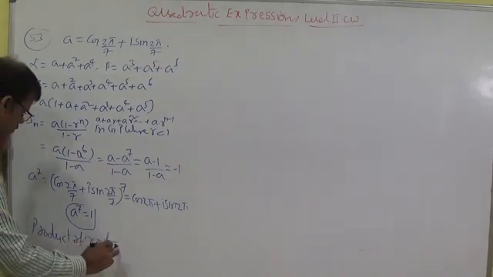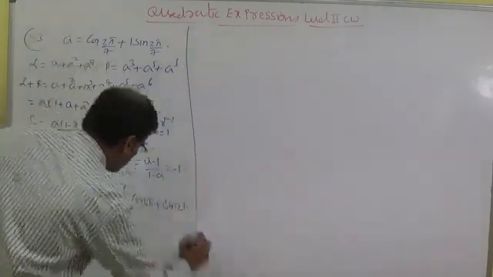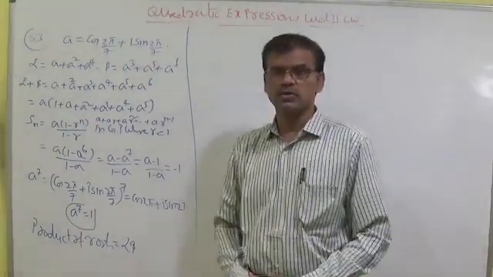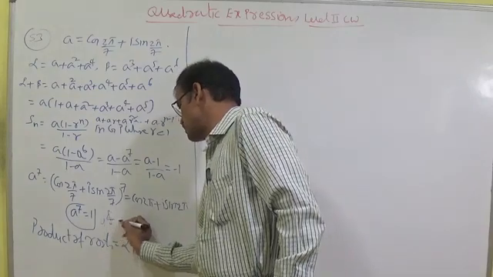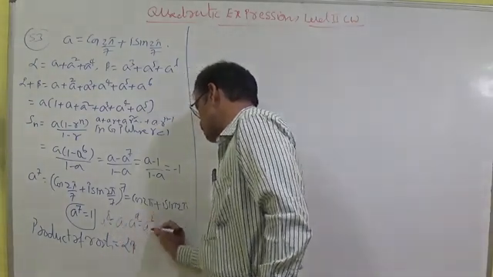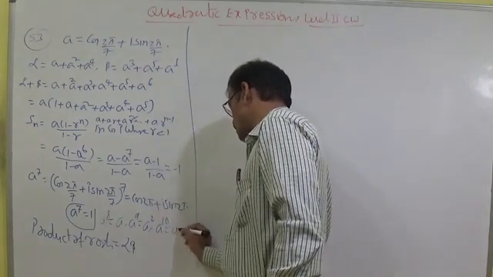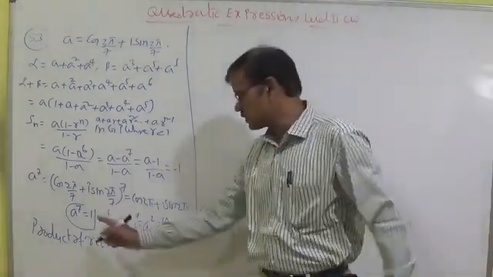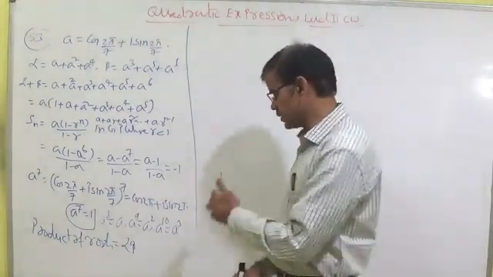Product of roots is equal to alpha into beta. Whenever a power 7 is equal to 1, we can understand that a power 8 is equal to a, a power 9 is equal to a square, and a power 10 is equal to a cube. Because a power 7 is equal to 1, multiplying both sides with a becomes a power 8, with a square a power 9, with a cube a power 10. Like that we will be getting.